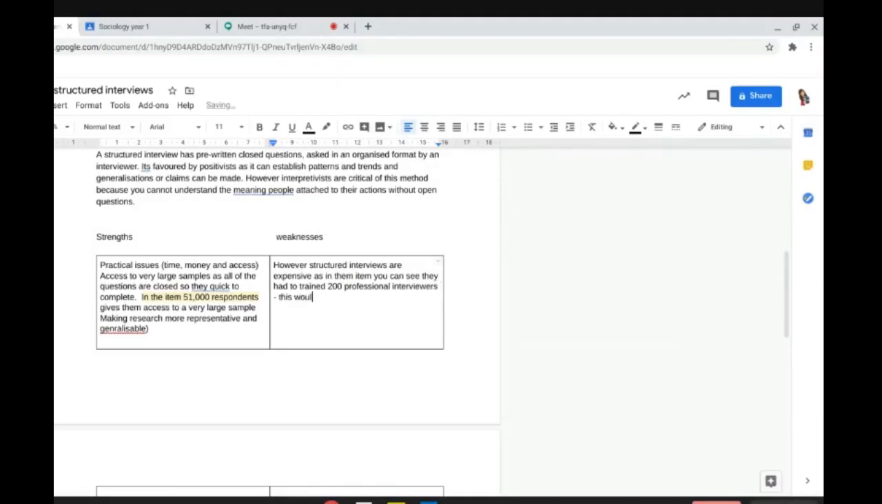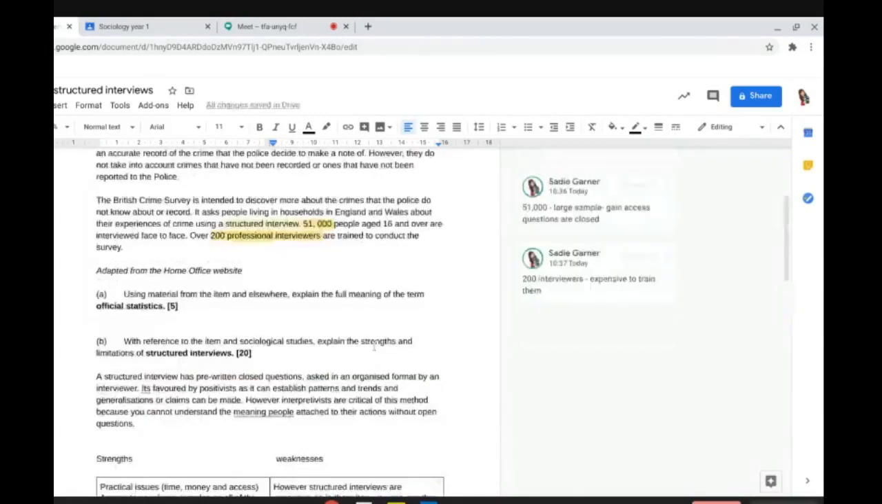This would be expensive to train them and to conduct the research. So they have to travel as researchers, as they have to travel to respondents' homes also. If you're wondering how I know that, does it say it in the item that they travel to their homes?